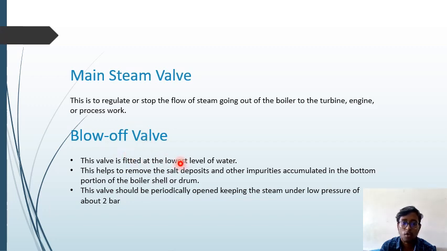Blow off valve. It is fitted at the lowest level of water. It helps to remove the salt deposits and other impurities accumulated in the bottom portion of the boiler shell or drum. This valve should be periodically opened, keeping the steam under low pressure of about 2 bar.